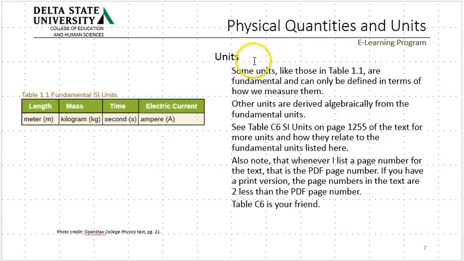It's one of those things you'll have to get accustomed to. You have to look at and understand where it all is. In your text, there is a table C6 of SI units. So take a look at that table.